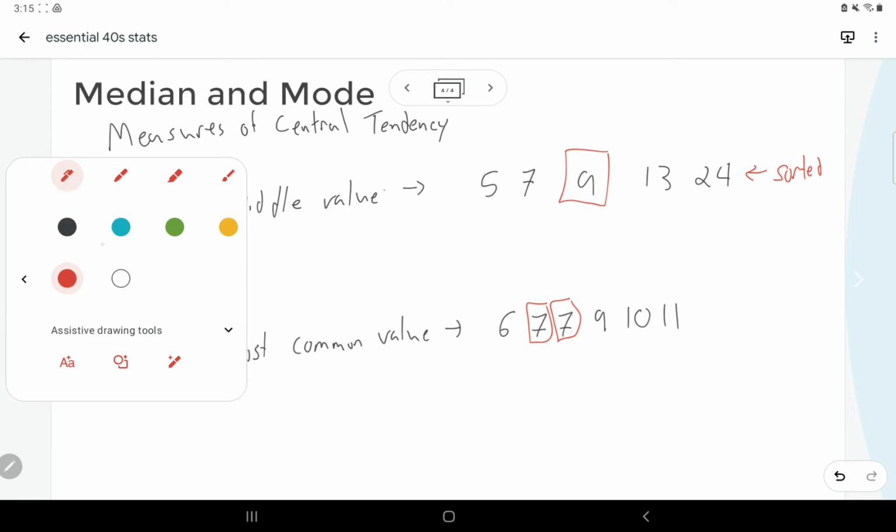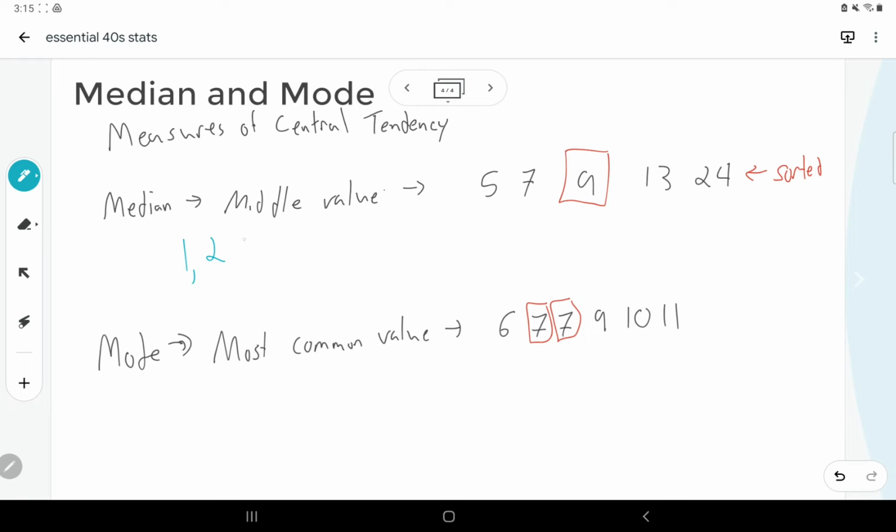So let's say we instead had this set here: 1, 2, 3, 4. Just 4 values there. The middle number should be right about there, but of course there's no middle number here, there are 2 middle numbers. So when that happens, we find the mean of those 2 middle numbers. Which, if you remember, means we add them up and divide by the number of numbers, in this case 2. 2 plus 3 is 5, 5 divided by 2 is 2.5, which would become our median.